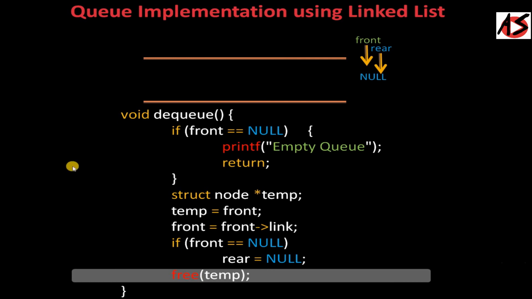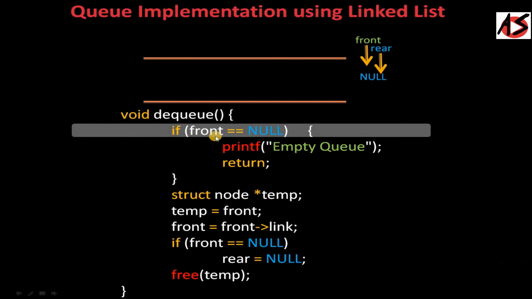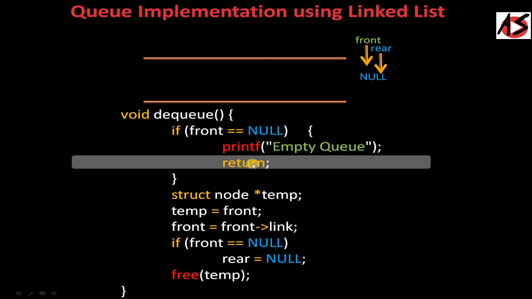Now one more time, if you call dequeue, you check the condition front is equal to null. This is true here, so straight away you print the message empty queue and return from the function. You can see you are maintaining front and rear pointers, so insertion and deletion both take constant time. So this is the queue implementation using a linked list.